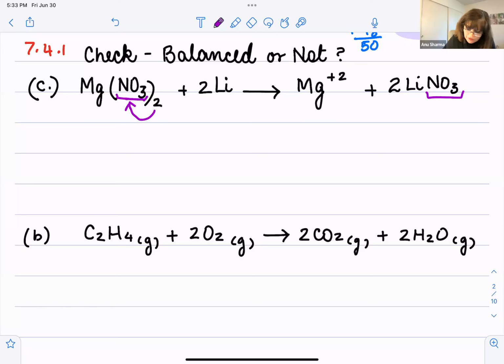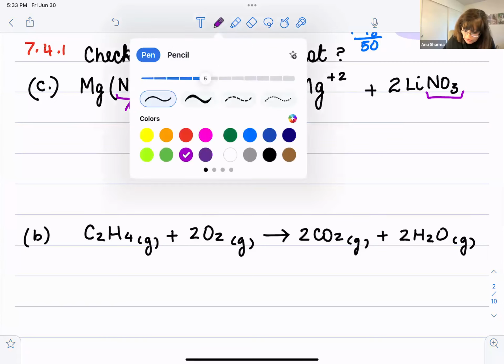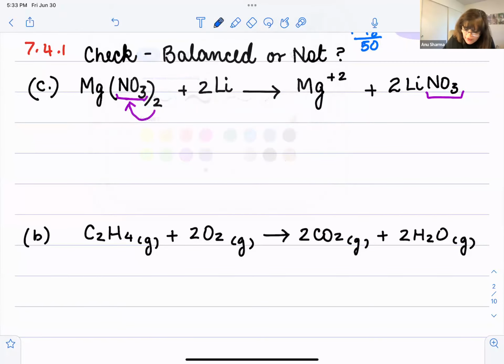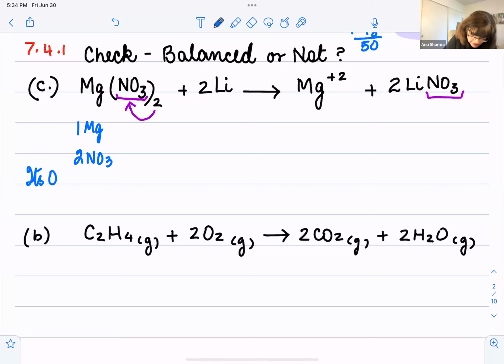So what is not balanced? If the question is asking whether it's balanced or not, if you look at it, you have 1 magnesium, you have 2 nitrates, NO3. When you're balancing, it's okay to leave out the charges in the beginning.